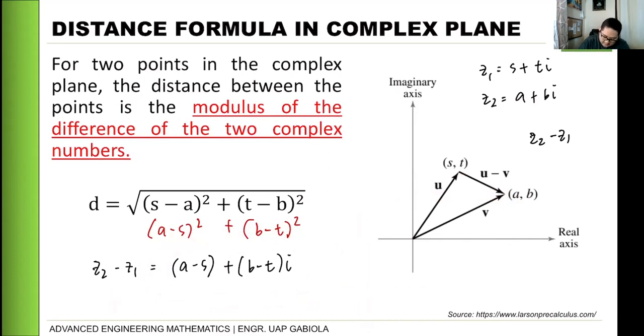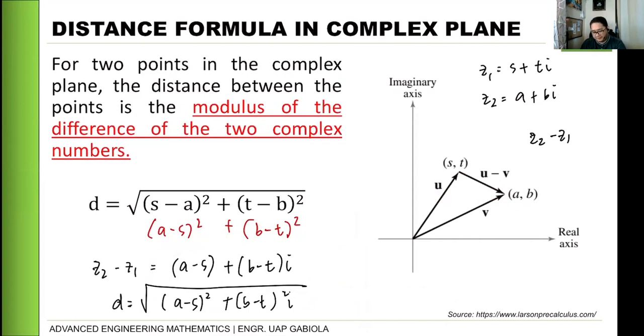So, makikita nyo, in-square lang yung value ng A niya, which is ito, at square nitong value ng B niya. Okay? So, yan yung pagkuha ng distance.